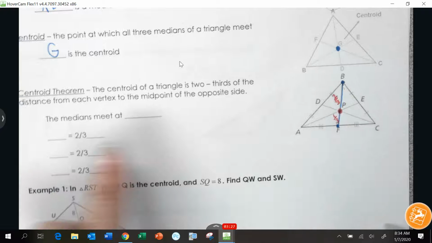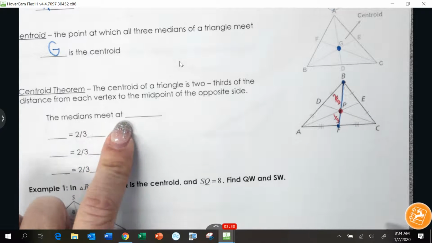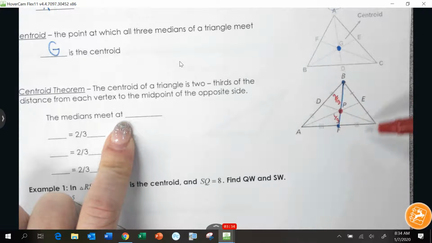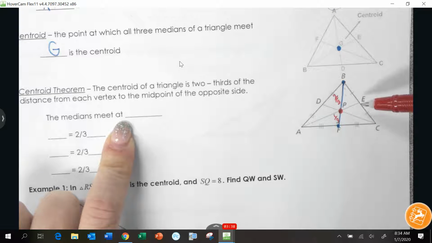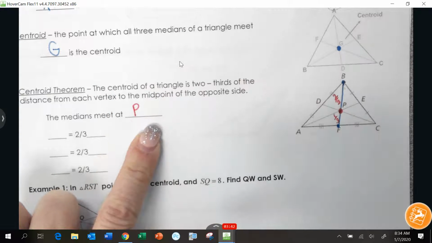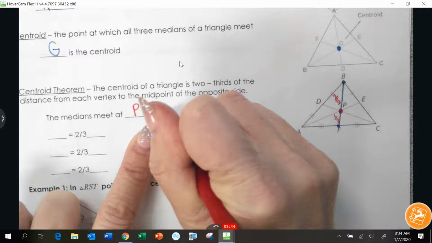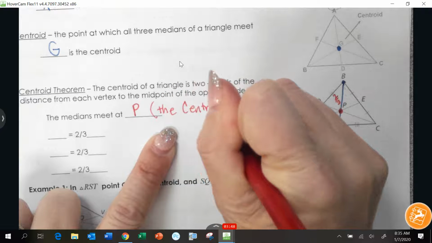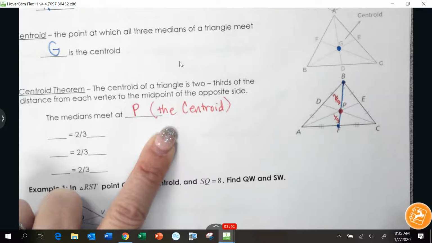Okay, so let's fill this out. The medians meet at what in this picture? The medians meet at what? Okay. Point P, and what's that vocabulary word that is point P? Centroid, yep. P, which is the centroid.